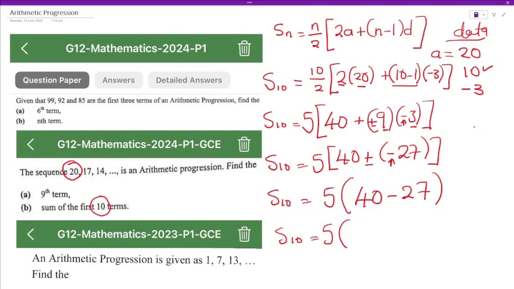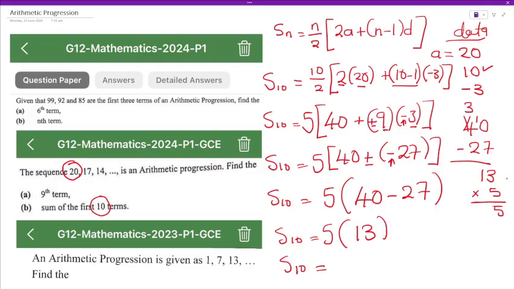So we say 40 minus 27. What do we get? We get a 1 from there, we remain with a 3, 10 there. 10 minus 7 is a 3, 3 minus 2 is a 1. So I'm getting a 13 inside the brackets like that. So meaning the sum of the first 10 terms will be equal to 13 times 5. 5 times 3 is 15. Remember 1, 5 times 1 is 5 plus that one, 65. So the sum of the first 10 terms is equal to 65 and you are done.